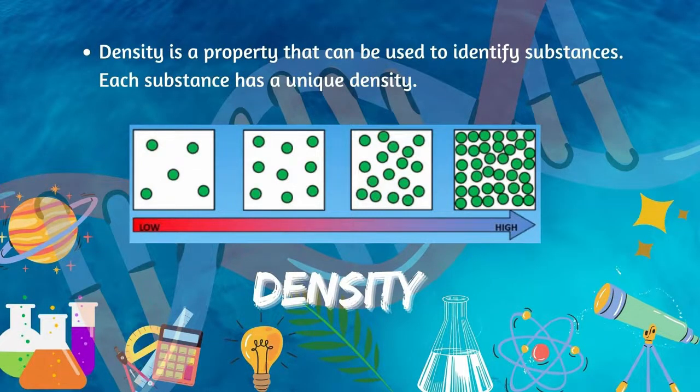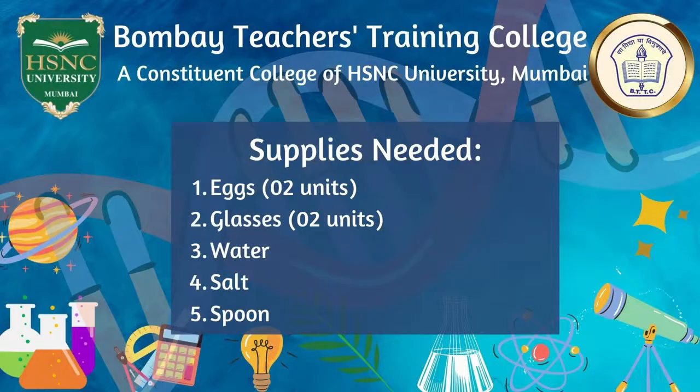In the given image, as we go from left to right, the atoms of the first box are widely spread and in the next boxes, the atoms are packed tightly. So from left to right, we can clearly observe that as the amount of matter increases, density goes on increasing. So let's begin with our demonstration.